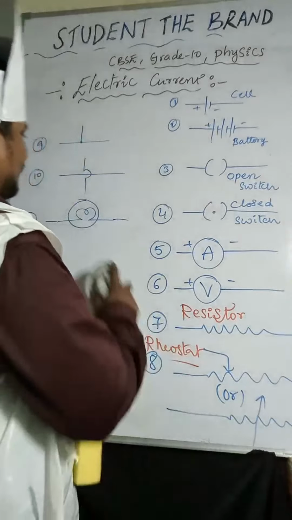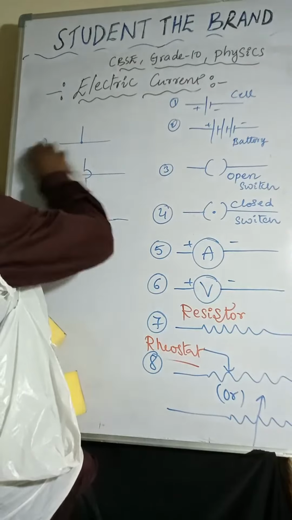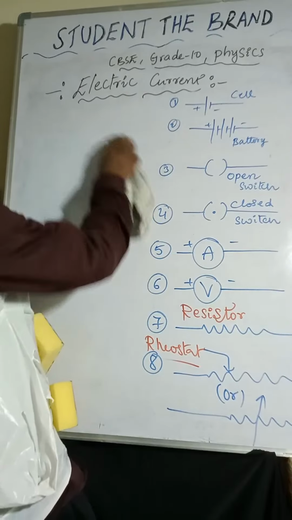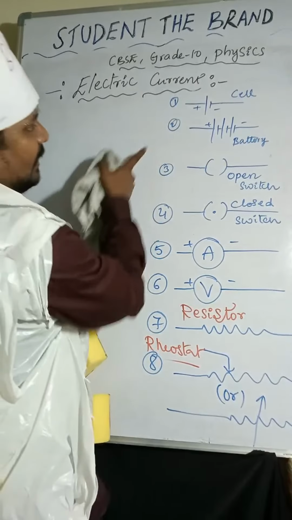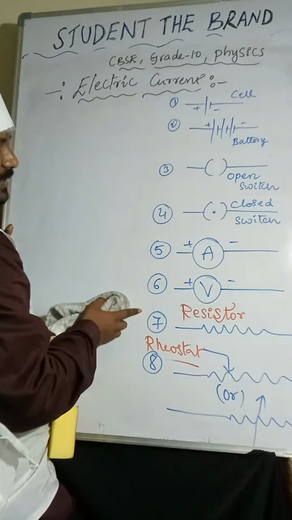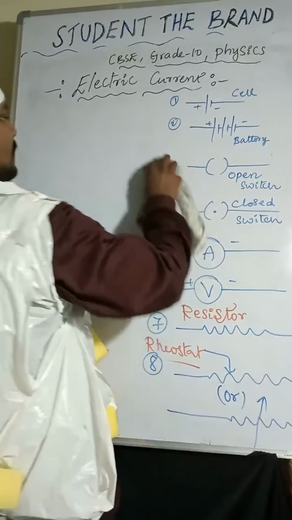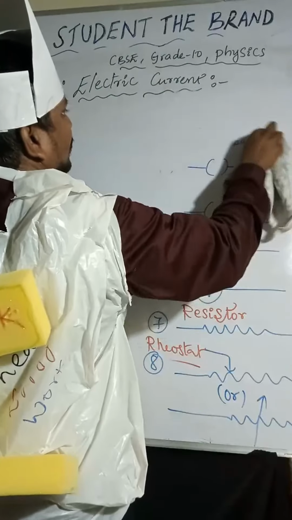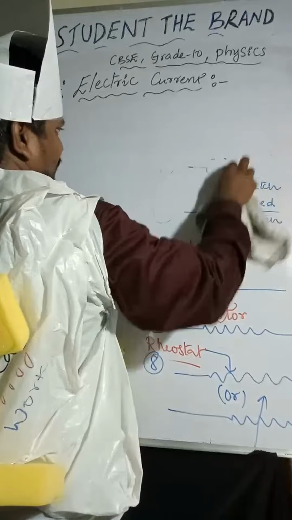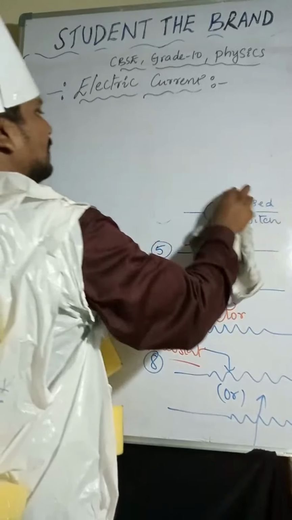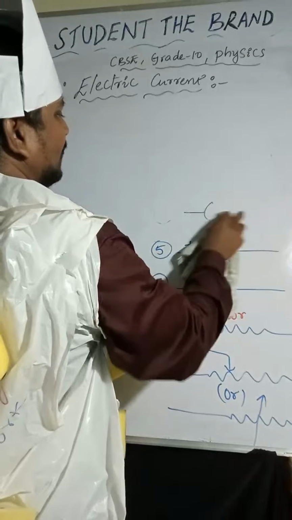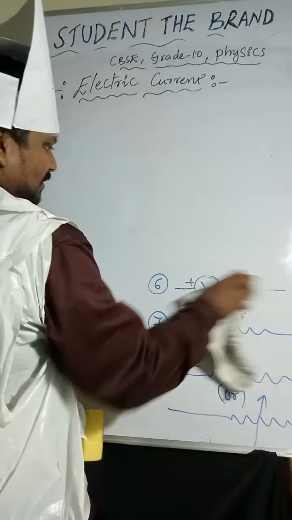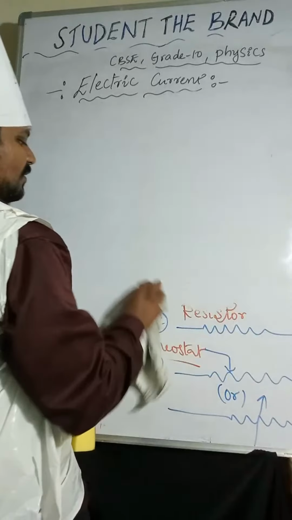Great. Okay. So here you can observe: cell, battery, open switch, closed switch, ammeter, voltmeter, resistor, rheostat. And the next one is everything we discussed. Now I will explain about the circuit. So, electrical circuit. What is an electric circuit?